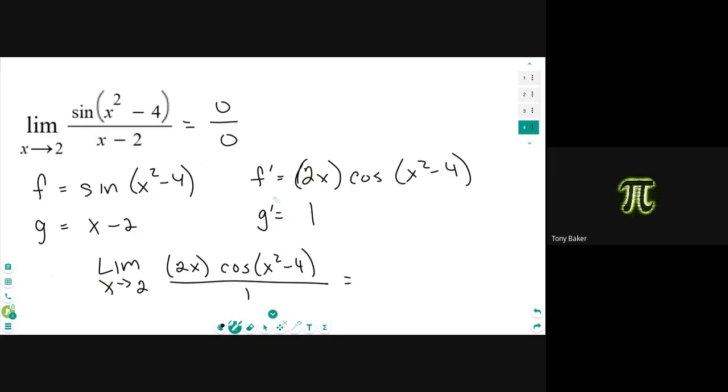So that becomes what? Just 4. Just 2 times 2 is 4. Cosine of 0 is 1.